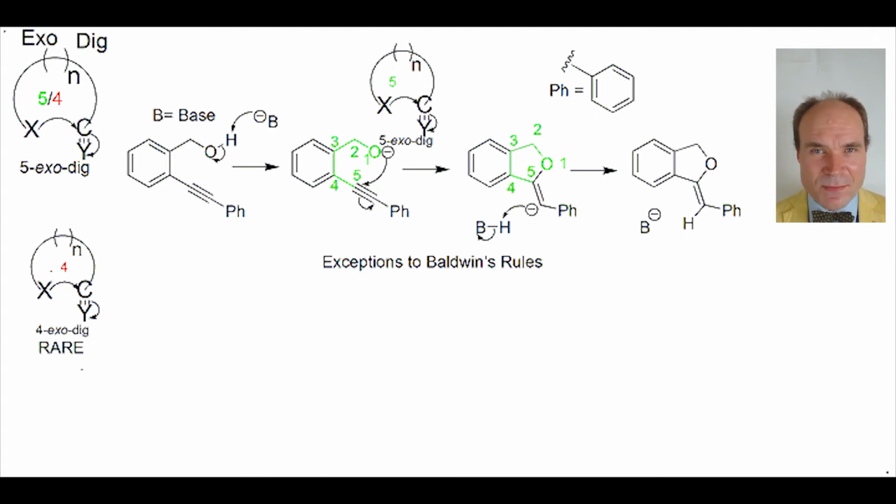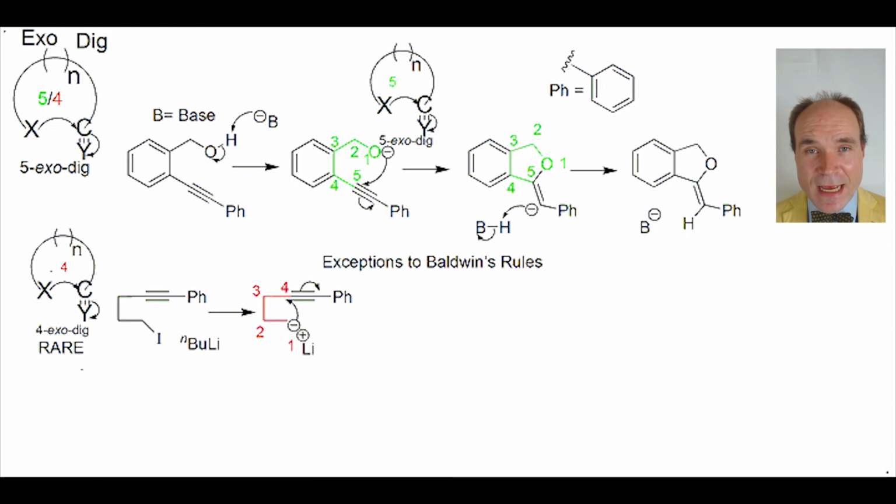The first step in the process involves an iodo-lithium exchange. The anion that ends up on carbon 1 then attacks the alkyne at carbon 4. This produces a new 4-membered ring.